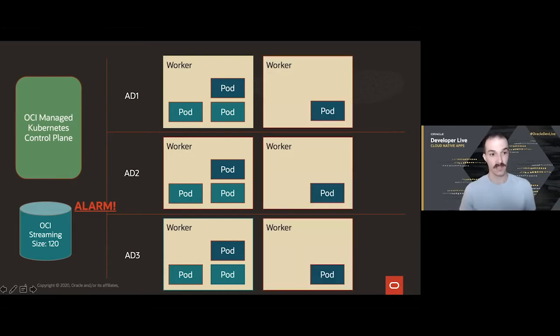So now, instead of just adding more pods to our existing worker nodes, we scaled up, added 3 new worker nodes across availability domains, and added those. Kubernetes ran those pods automatically on those worker nodes for us. After a little bit of time, now these pods are able to drain the queue, our alarm clears, our operator can go back to sleep, and the streaming queue goes back to 0.